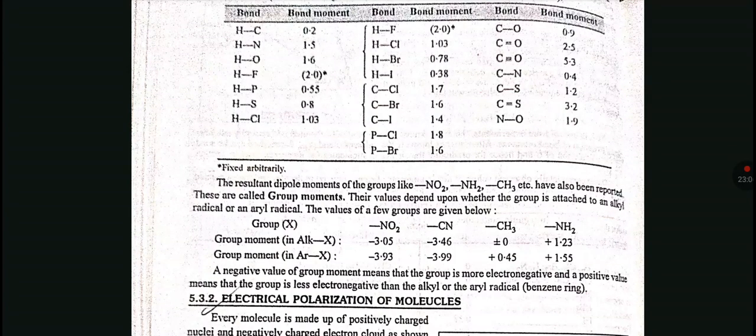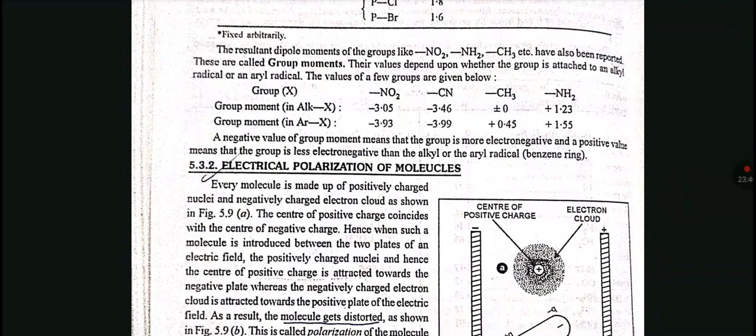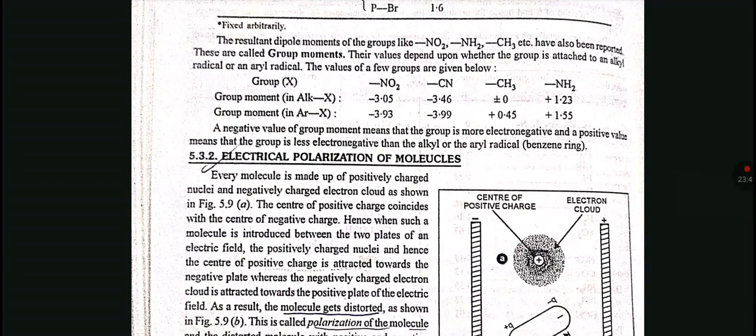These are fixed arbitrarily. The resultant dipole moments of groups like NO2, NH2, CH3, etc. also have been reported. These are called group moments. The values depend upon whether the group is attached to an alkyl radical or an aryl radical. The values of a few groups are given below: NO2, CN, CH3, NH2. Group moment in alkyl-X and aryl-X: minus 3.05, minus 3.46, plus minus 0, plus 1.23, minus 3.93, minus 3.99, 0.45, 1.55.